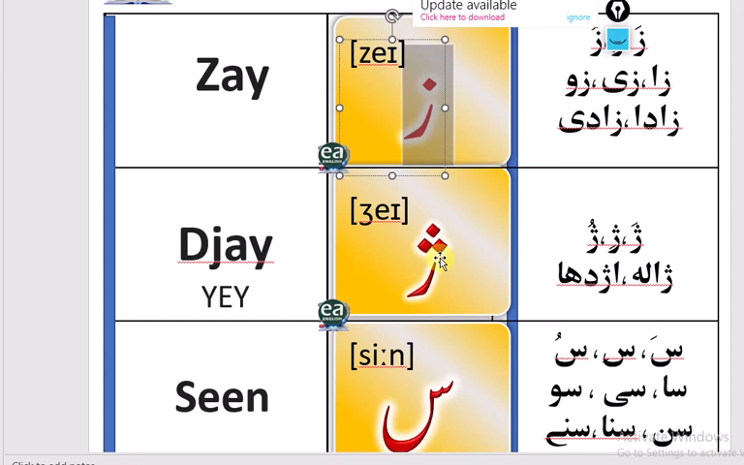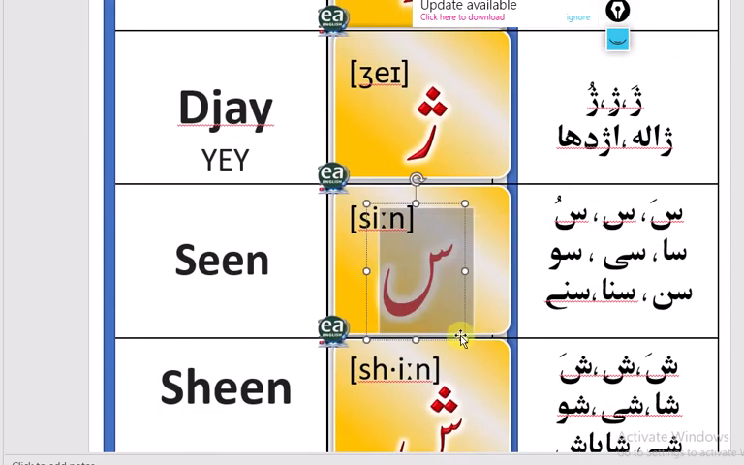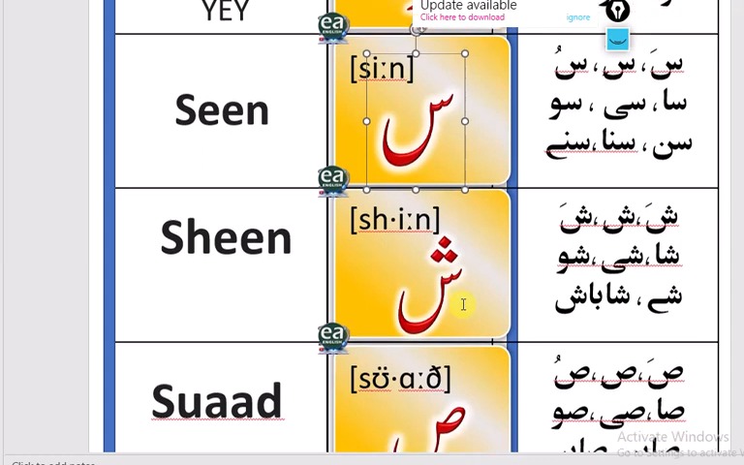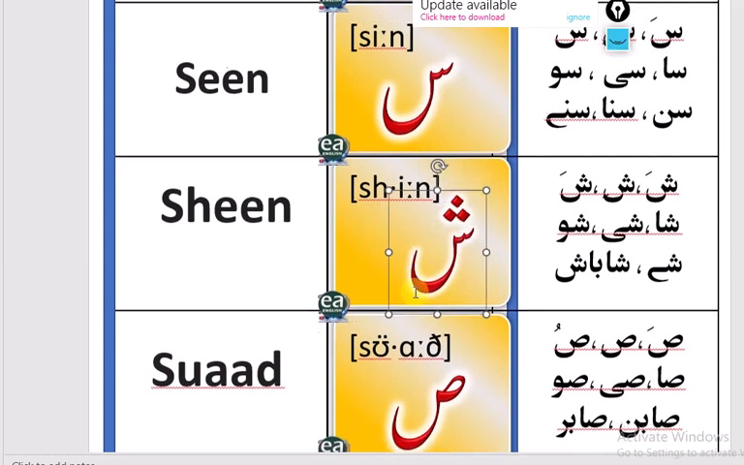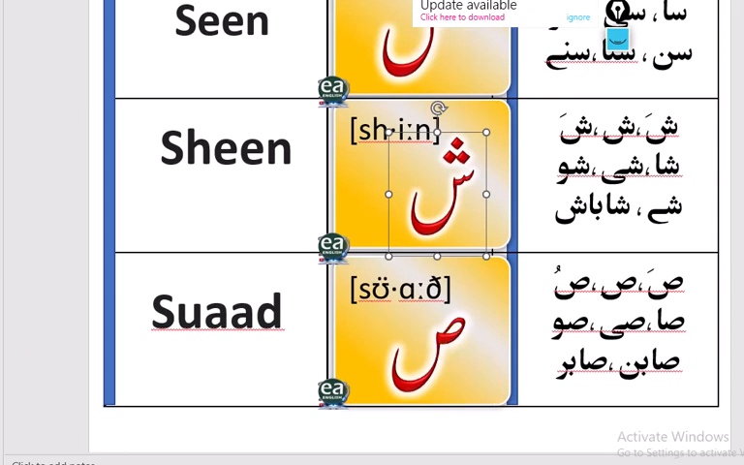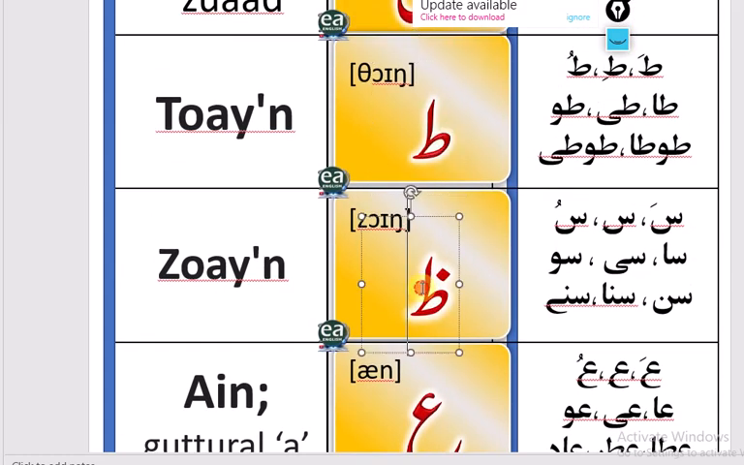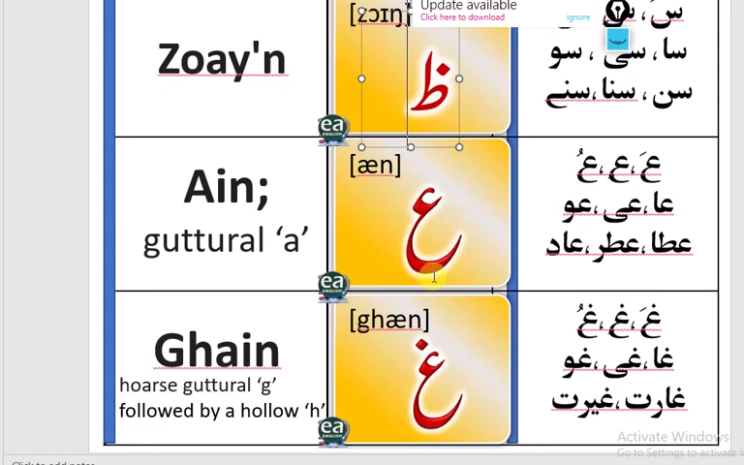Sin, s s s s. Sheen, sh sh sh. Sod, s s s s. Zwaad, z z z z. Toy, zoy. Ain, ghain.